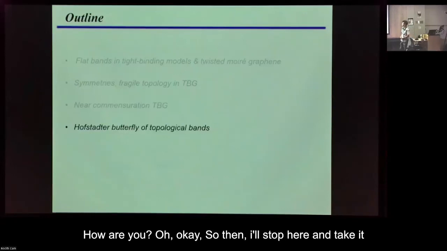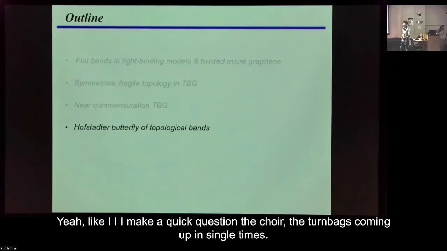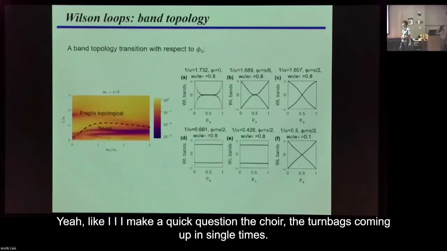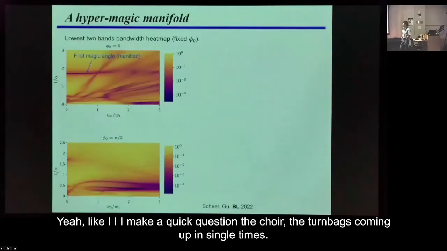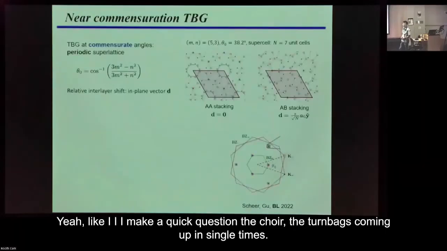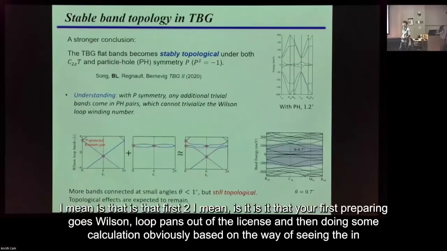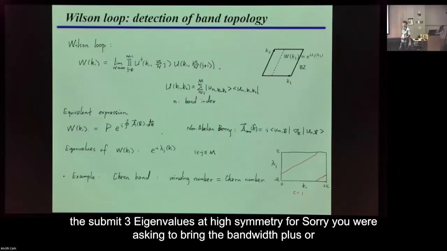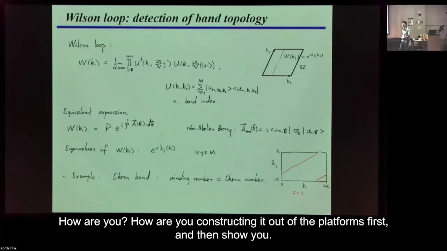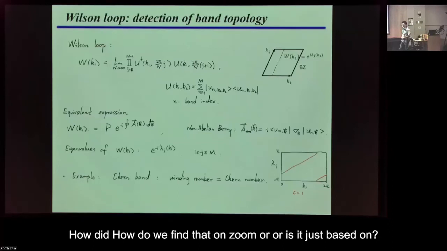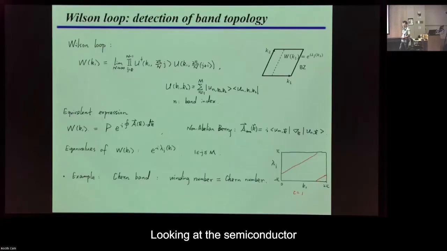I had a very quick question. The Wilson loop bands, where you're getting the Chern numbers: is it that you are first preparing those Wilson loop bands out of your flat bands and then doing some calculation, or is it based on seeing the symmetry eigenvalues at high symmetry points and plotting those? Sorry, you were asking, do we need the band to be flat? No, so you have the Wilson loop bands. Are you constructing them out of the flat bands first and then showing how they wind around the Brillouin zone, or is it just based on looking at the symmetry eigenvalues at high symmetry points like this?